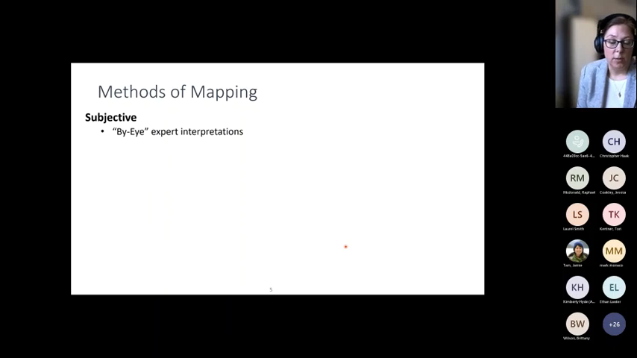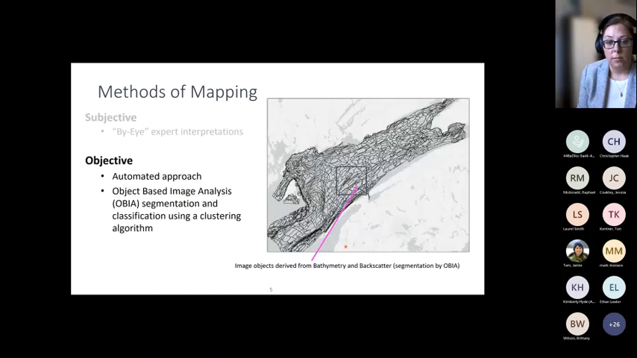So subjective mapping, or by eye mapping, is an accepted method of mapping and is considered to be the conventional method of mapping, but interpretations and map outputs may vary depending on the expertise of map producers. And more recent developments in objective methods are becoming increasingly accurate and useful for producing fine-scale biophysical maps of the seafloor. And objective mapping provides a reproducible method to mapping and eliminates the subjectivity that can arise from different levels of expertise and knowledge base. And so in the Bay of Fundy, the benthoscape map was produced using object-based image analysis and fuzzy C-means clustering.